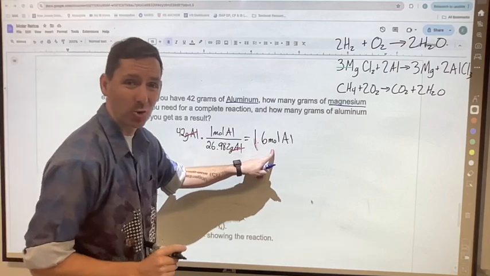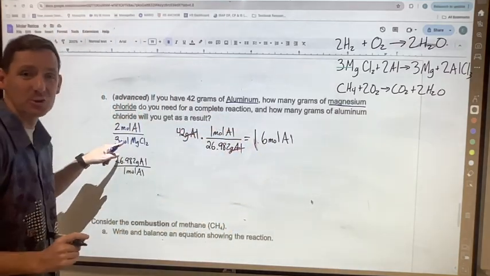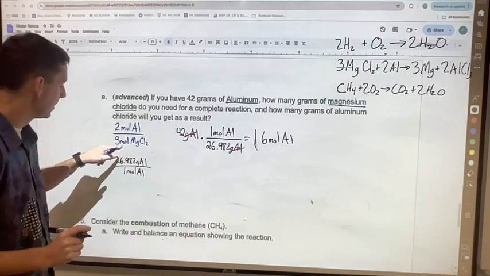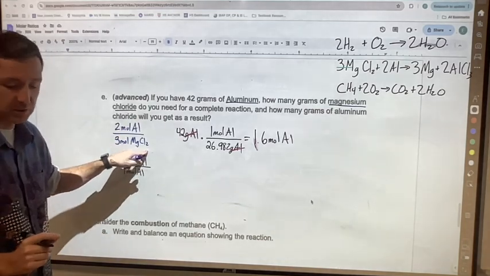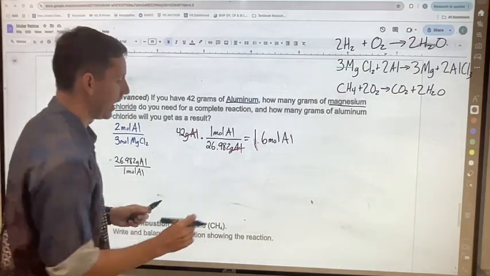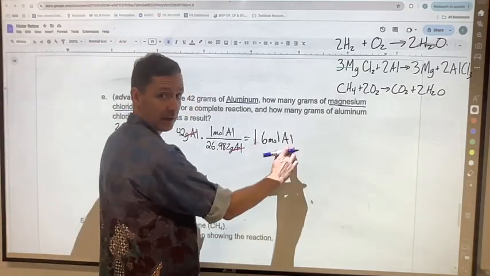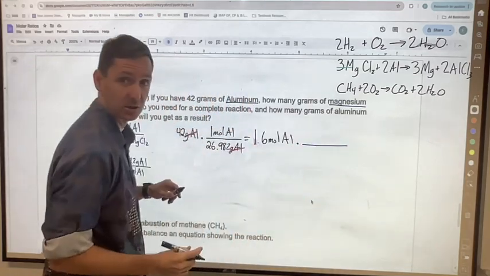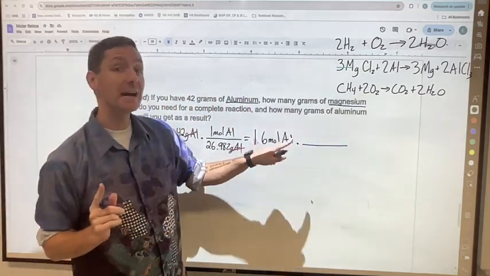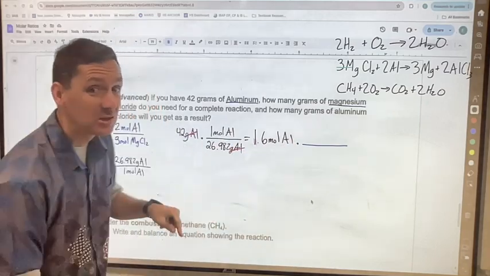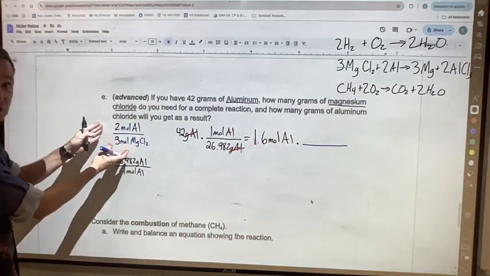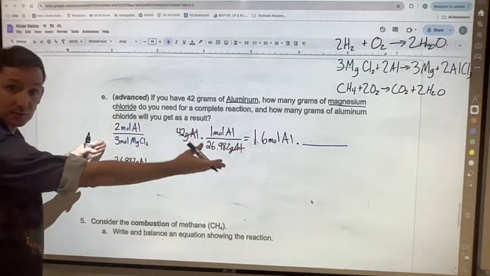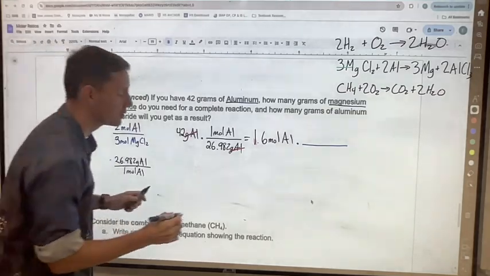Now that it's in moles, I can use my conversion factor, my mole ratio, to turn it into magnesium chloride. So that's going to be my next step. So now I'm going to take my moles of Al and multiply it by my next conversion factor, for which I want the moles of Al to cancel out. So how should I use my fraction? I want to put the moles of Al on the bottom so that my moles of Al cancels out. So I'm going to put the 2 moles of Al on the bottom.